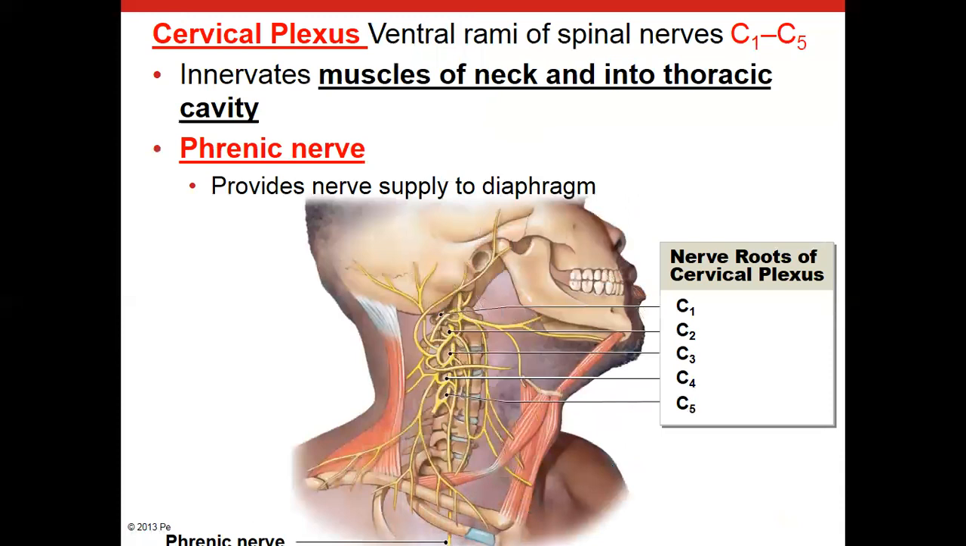So the cervical plexus is located right here. So there's roots, basically the ventral rami of spinal nerves C1 to C5 branch off and become this plexus. And the major nerve that branches off of it is called the phrenic nerve. The phrenic nerve supplies innervation to the diaphragm, your major muscle of breathing. It's a really important muscle.